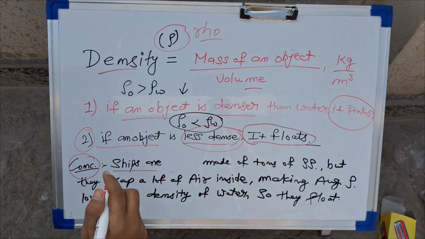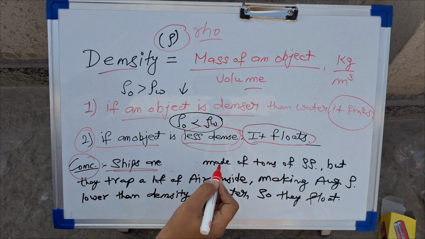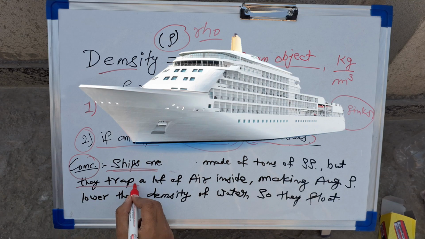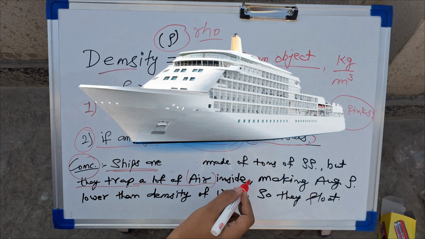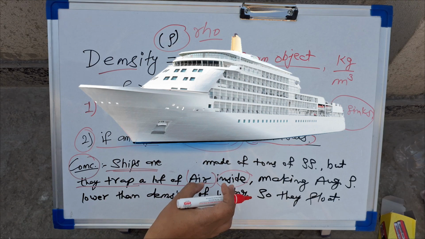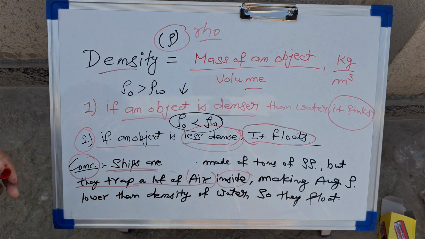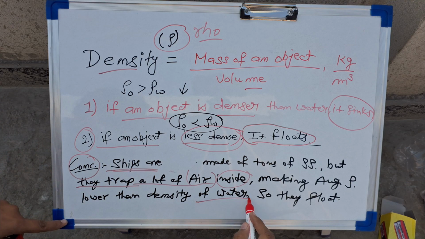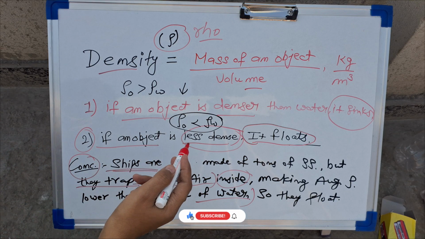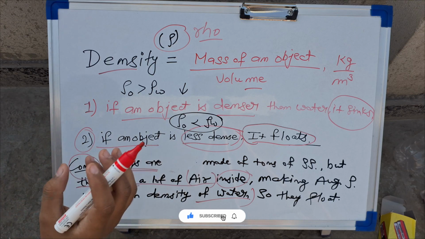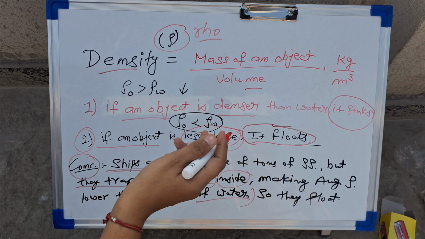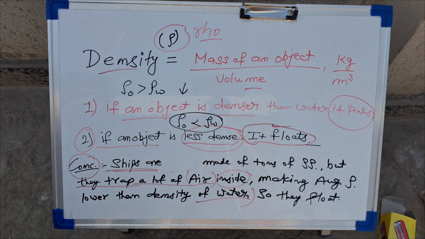Now if I talk about the ship, why do they float? Ships are made of tons of steel, but they trap a lot of air inside. What happens when you trap air inside? It makes the overall density less than the density of water. And as we have studied, if the density is less than the density of water, your object will float. That's why the ship is floating.